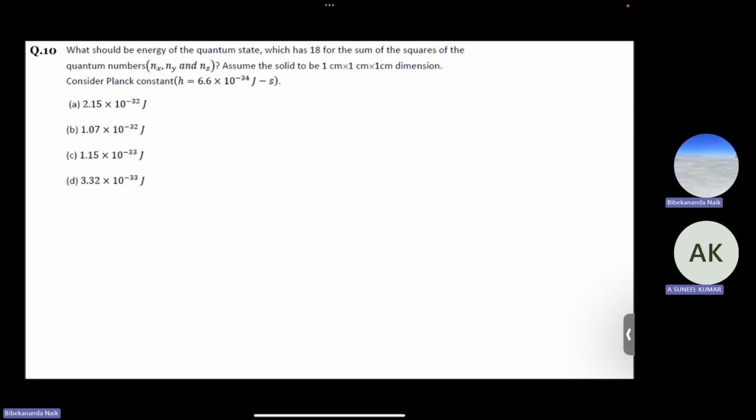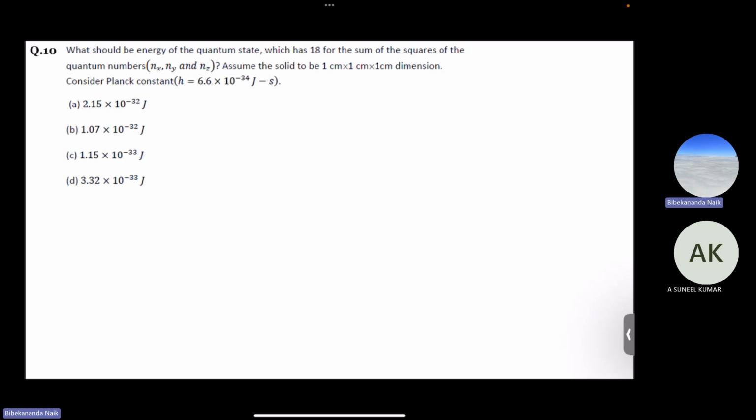So I don't think there will be any doubts in the previous question. So let's move to the next question. The question says, what should be the energy of the quantum state which has 18 for the sum of the squares of the quantum numbers nx, ny, and nz. Assume the solid to be 1 centimeter into 1 centimeter into 1 centimeter dimension. Consider Planck's constant h equals 6.6 into 10 to the power minus 34 joule into second.